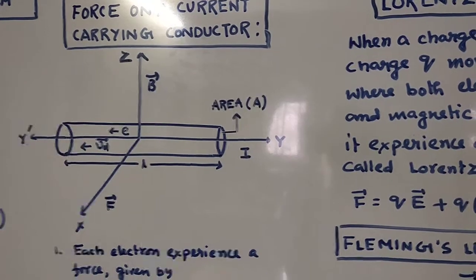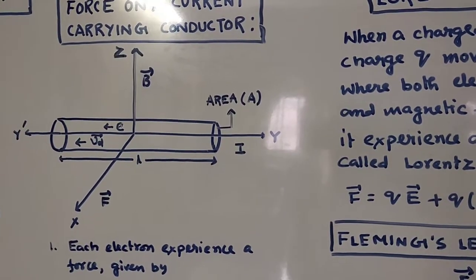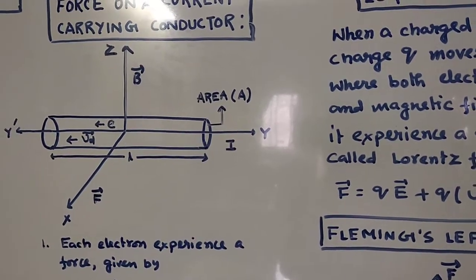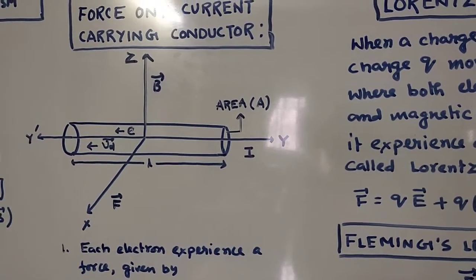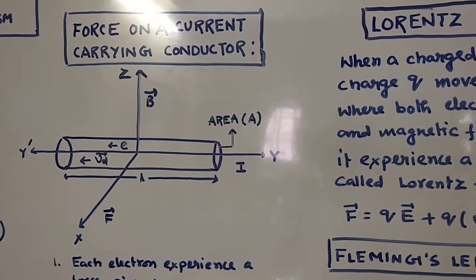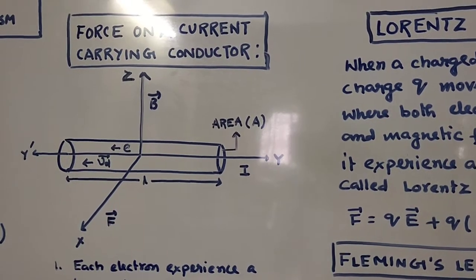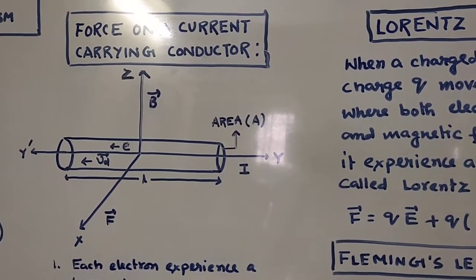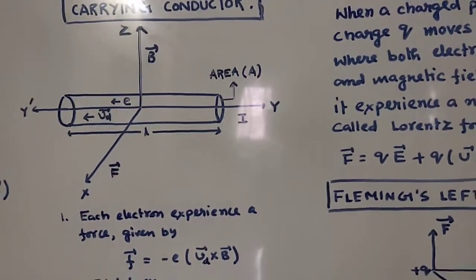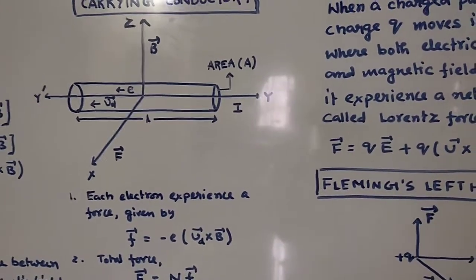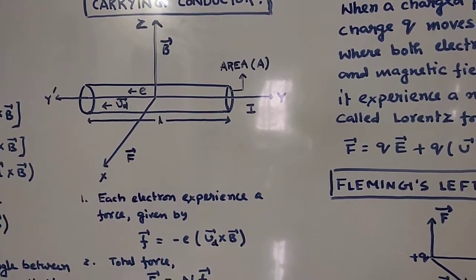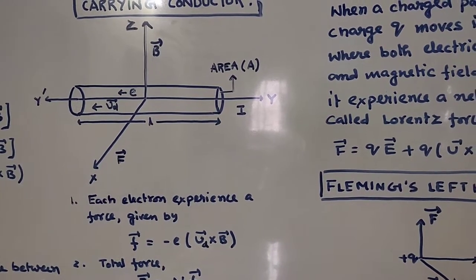So if you apply Fleming's left hand rule, with the first finger along the direction of the magnetic field and the central finger along the direction of the current, then the thumb points towards you, out of the plane, giving the direction of the force. So each electron will experience a force, and that force is given by F vector equal to minus e v_d, the drift velocity vector, cross B vector.